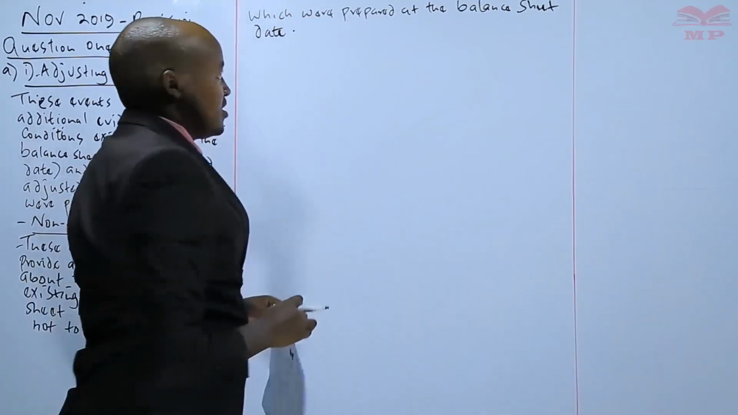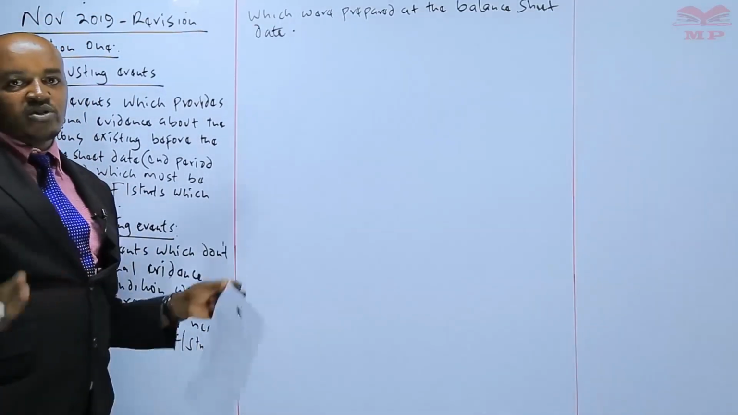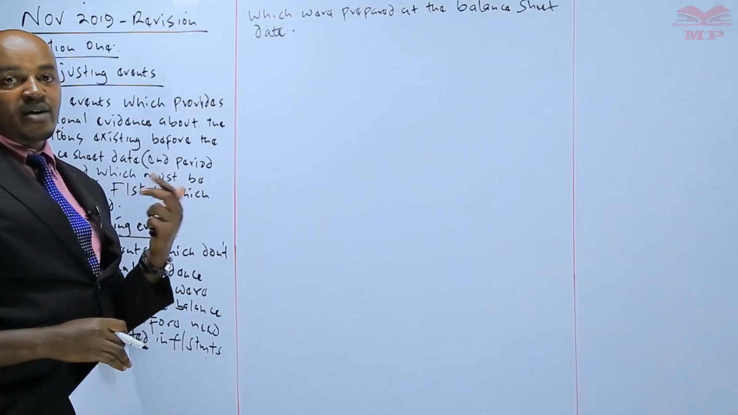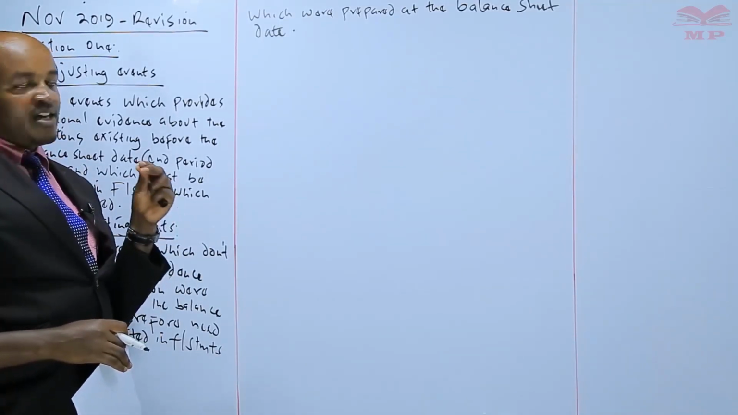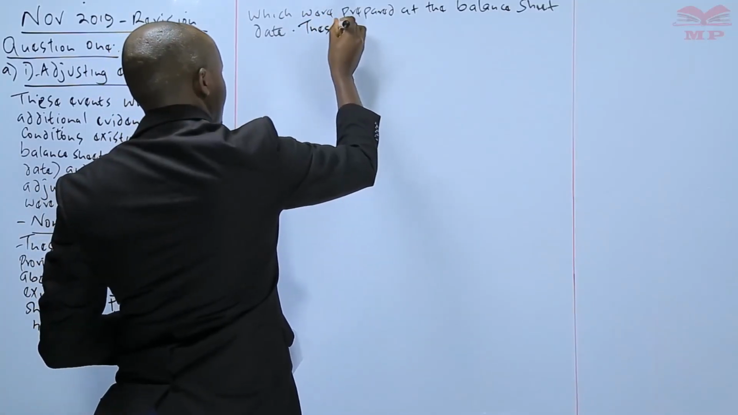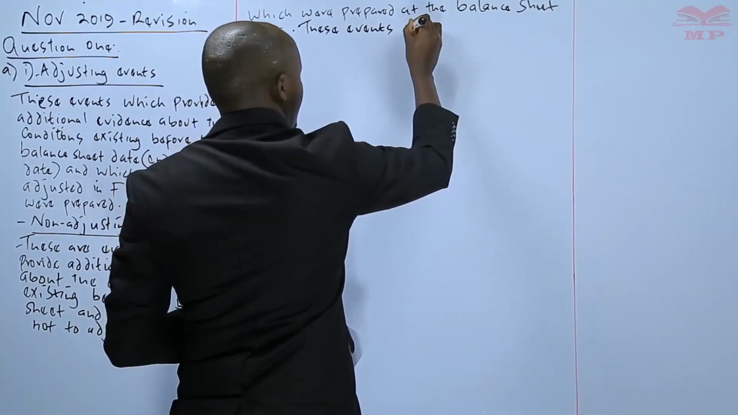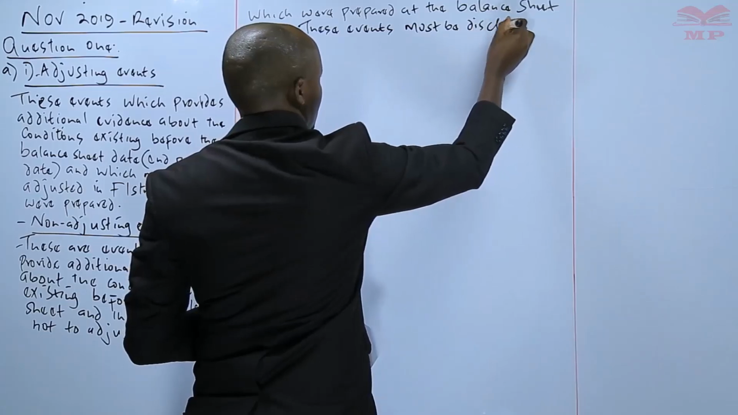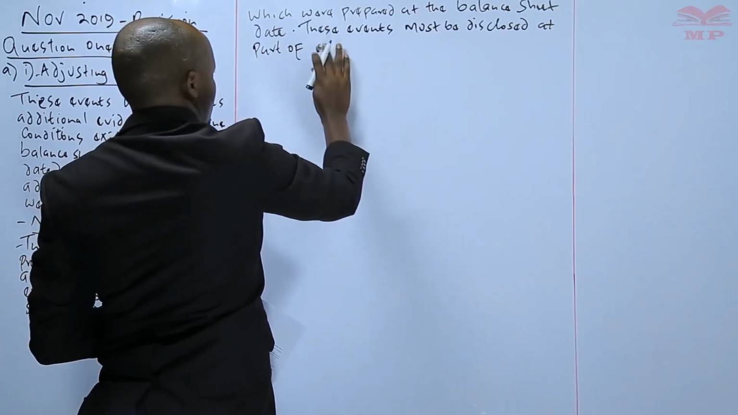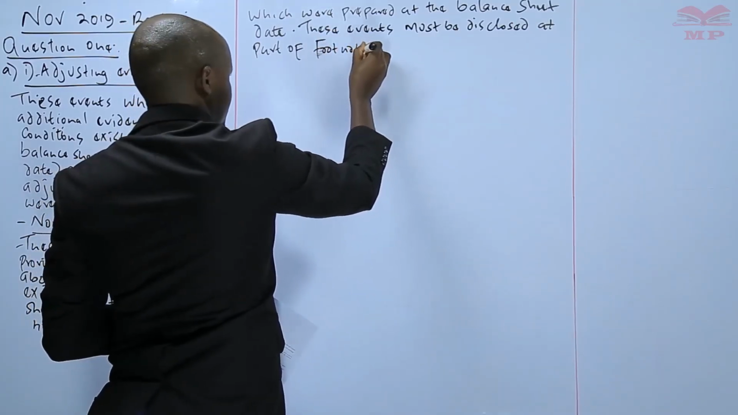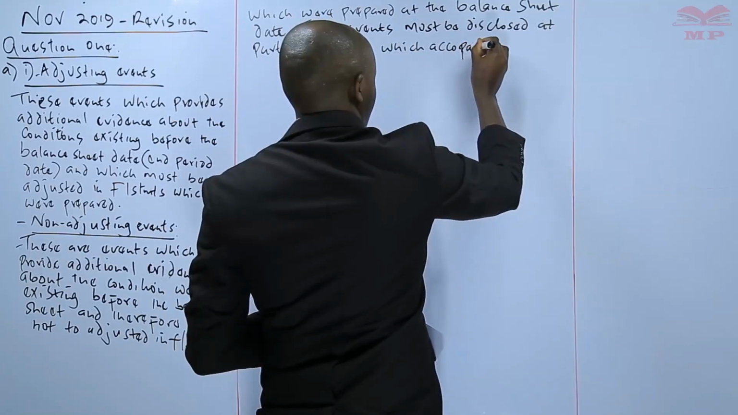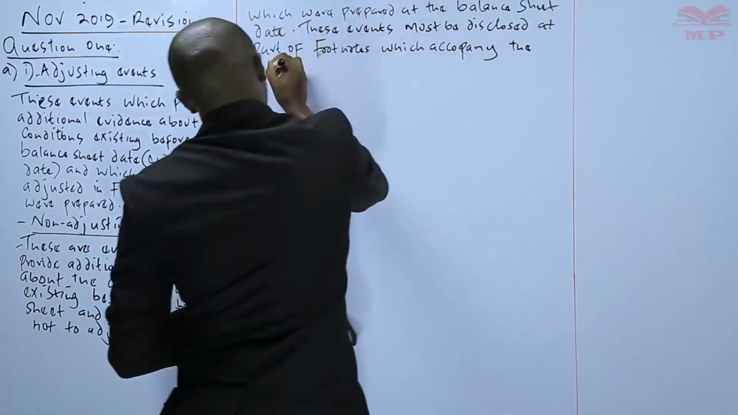But once these events take place, what it means is that they need not be adjusted in the financial statements which were prepared, but they need to be disclosed as part of the notes. So if they are material, or significant, they will always need to be included as part of the notes which accompany the financial statements. So therefore we can say this event must be disclosed as part of the notes, or part of the footnotes, which accompany the company's financial statements.